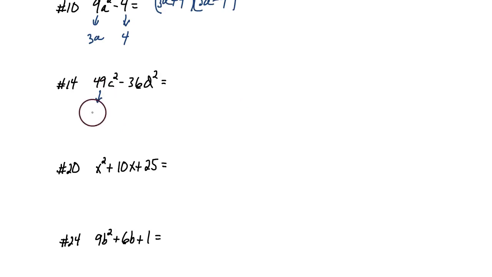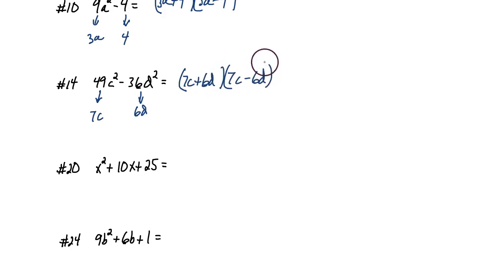Number 14 is a difference of squares. The square root of the first term is 7c. The square root of the last term is 6d. Let's fill those into the parentheses. 7c plus 6d, 7c minus 6d.